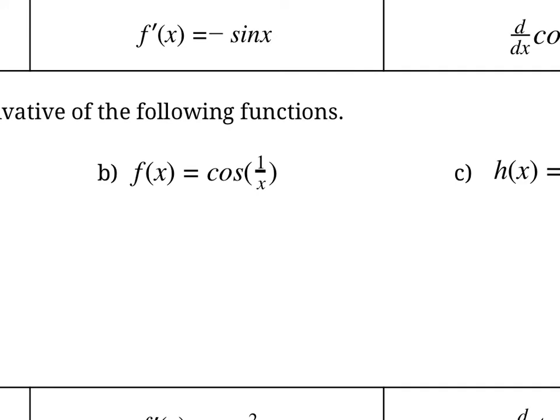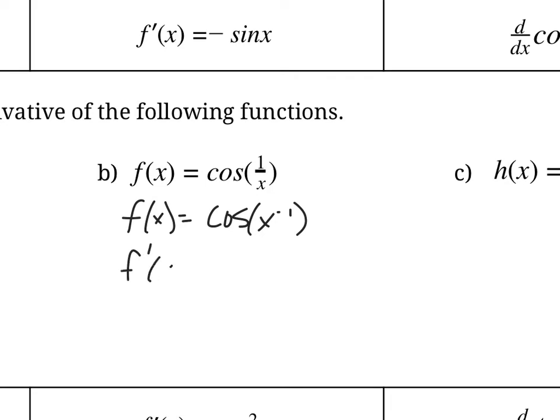Okay, here we go, a little bit more challenging. So this one has inside the cos 1 over x. So to make it a little bit simpler for us, before taking the derivative, I'm just going to simplify that as x to the negative 1. Okay? So now let's take the derivative of that.